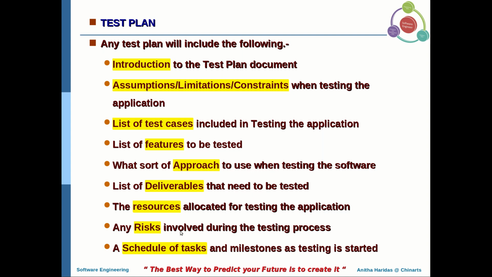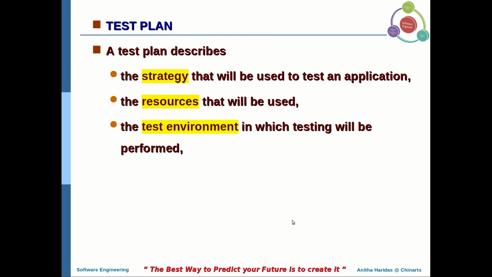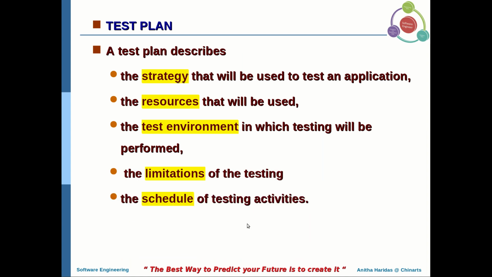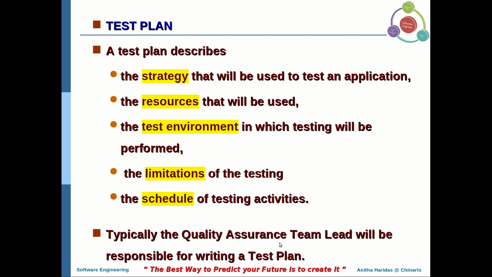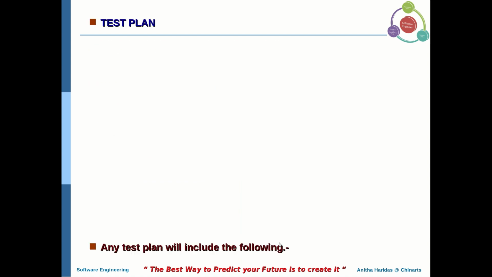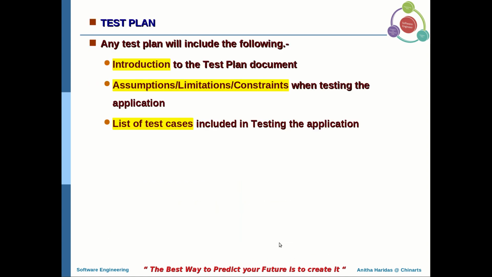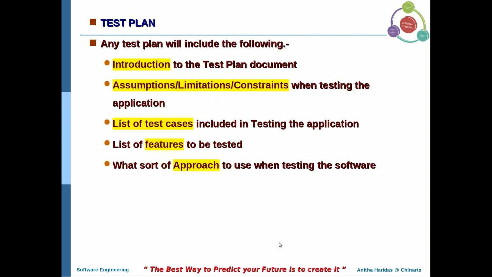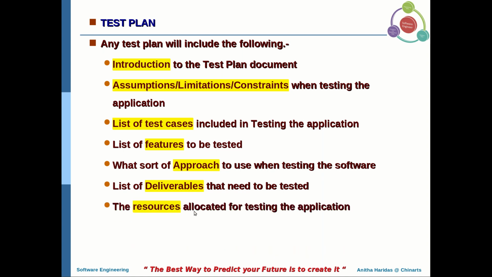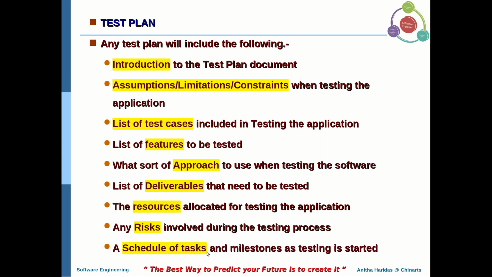So the comprised format is the one which you have seen in the previous slide. In the previous slide we have seen strategy, resources, test environment, limitations and schedule. So this is what is mentioned in the next slide elaborately for a test plan. Introduction, all the constraints, all the test cases, all the features, and the strategy is what you mention as approach, the deliverables, then the resources, then all the risks involved and the schedule. All these things must be there in your test plan. Fine.